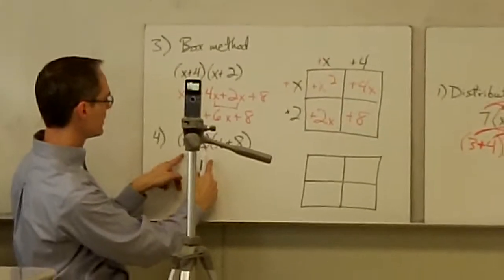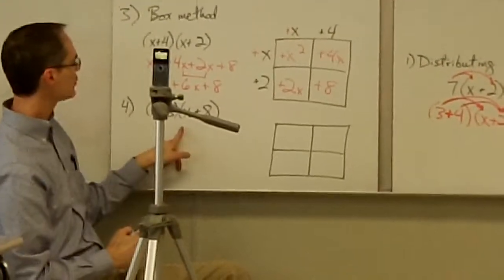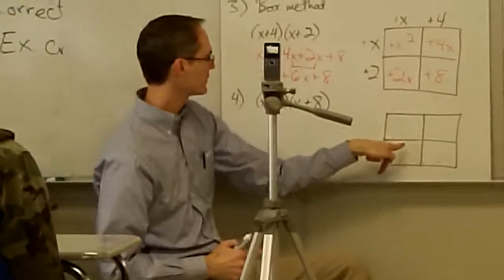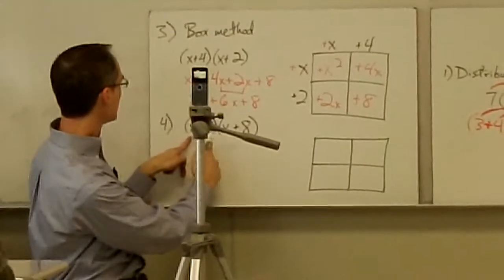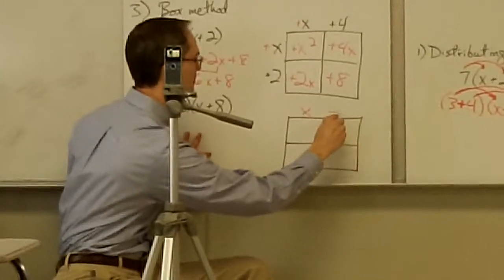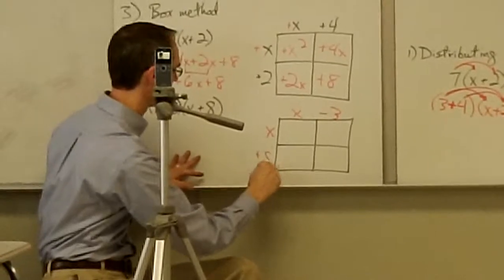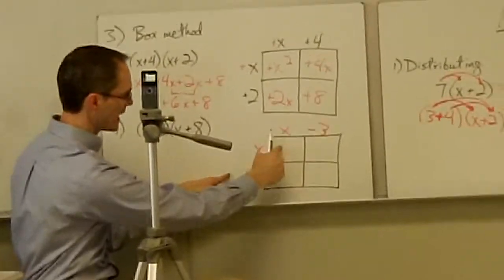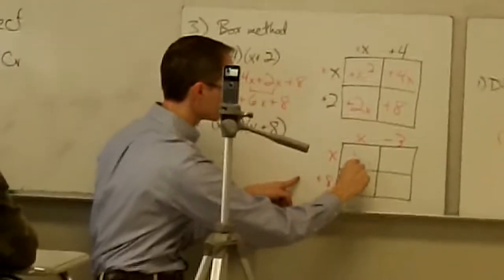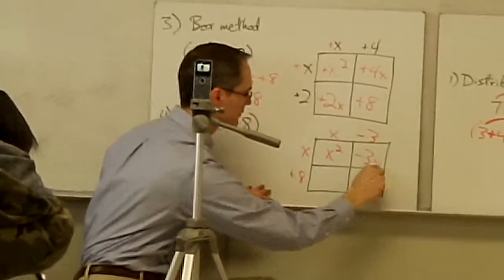So let's do one more example here. Here I've got one where I've got a negative sign, because I want you to see what happens with the negative sign. So I'm going to do this with a box method. I draw my box here, and it doesn't really matter which one you put on top and on the side. So let me put x minus 3 on top, and x plus 8 on the side. And then I just multiply to fill in my boxes. X times x is x squared. X times negative 3 is negative 3x.